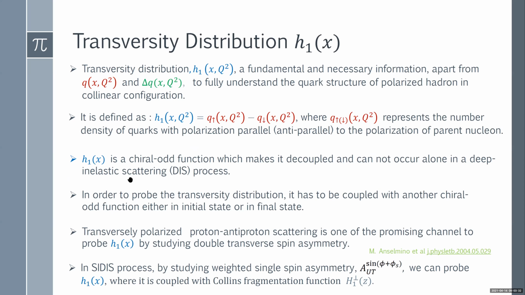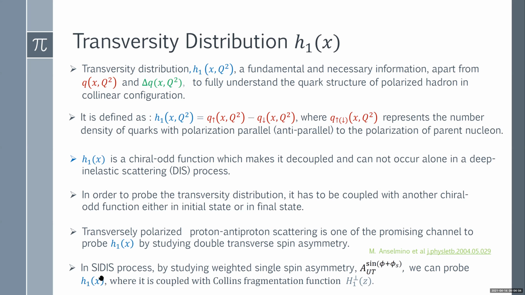This transversity distribution is a chiral odd function, and because of that it decouples and cannot occur alone in the deep inelastic scattering process. So in order to probe it, it has to couple with another chiral odd function, which can be either in the initial state or in the final state. The Alcin-Mino group, in this reference, studied the double transverse asymmetry in transversely polarized proton-antiproton scattering in order to probe this h1.